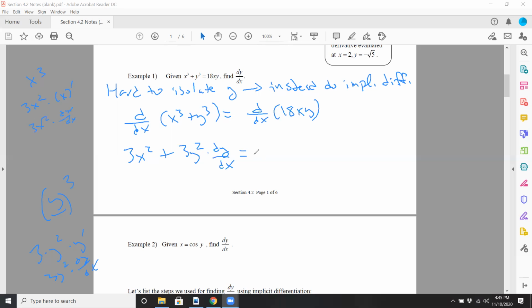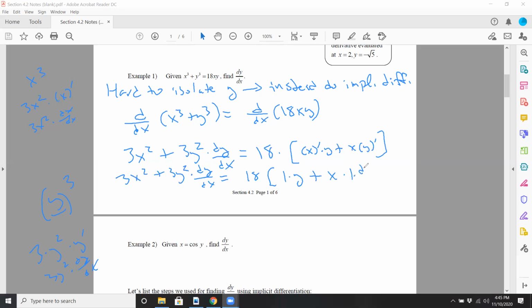On the other side, you're going to have to do a product rule. So I'll push 18 off to the side because it is a constant. So you take the derivative of x times y plus x times the derivative of y. Again, you've got 3x squared plus 3y squared times dy over dx equals 18. And we're doing the product with xy. The derivative of x is just 1, so 1 times y, plus x. The derivative of y is also 1, but you've got to say dy over dx.